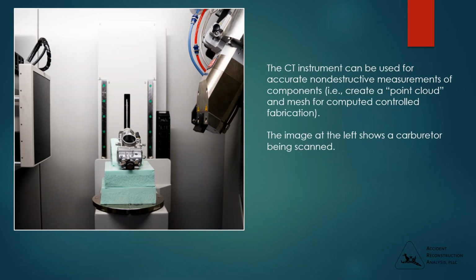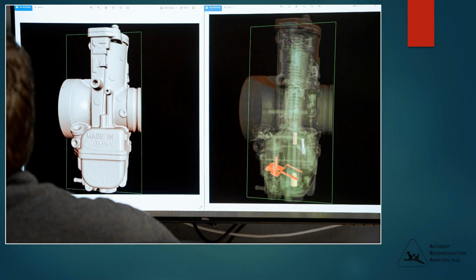The CT instrument can be used for accurate, non-destructive measurements of components instead of using a dedicated coordinate measurement machine. The obtained CT data can be used to create a point cloud and mesh for computer-controlled fabrication techniques. CT data can be used directly with finite element systems. The image at the left shows a carburetor being scanned. So we go forward to the next slide.